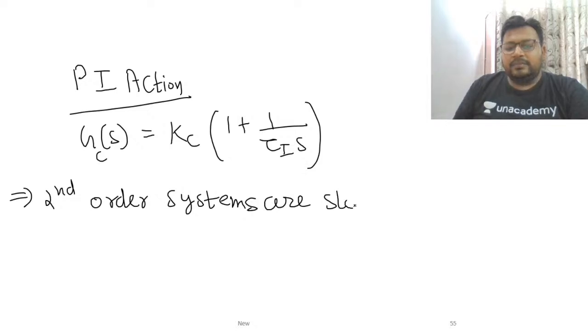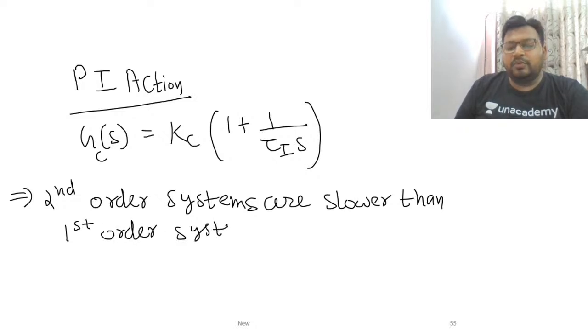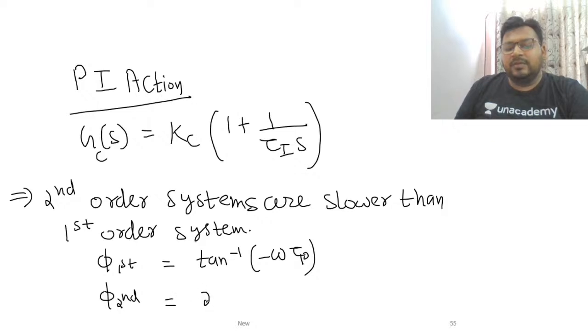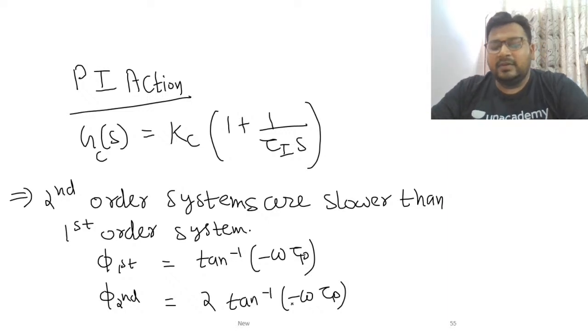are slower than first order systems. Second order systems are slower than first order systems. I hope you know it, because the lag of a first order system is tangent inverse of minus omega tau p, while the lag of a second order system will be 2 times tangent inverse of minus omega tau p. So lag is just more, guys. So as lag increases, the system becomes slow.